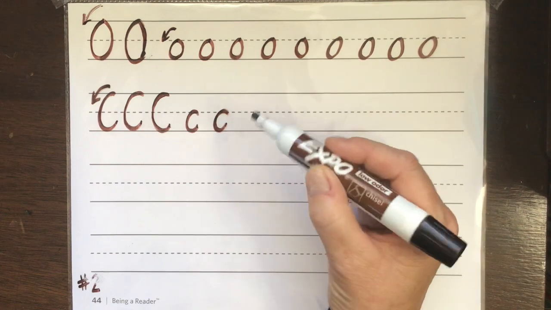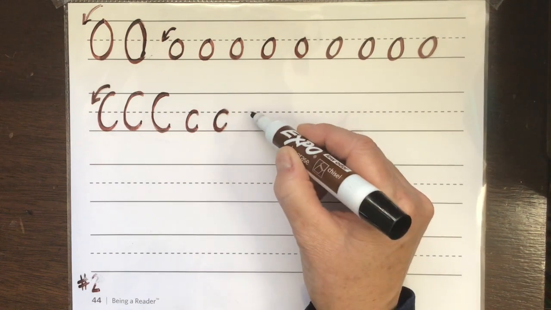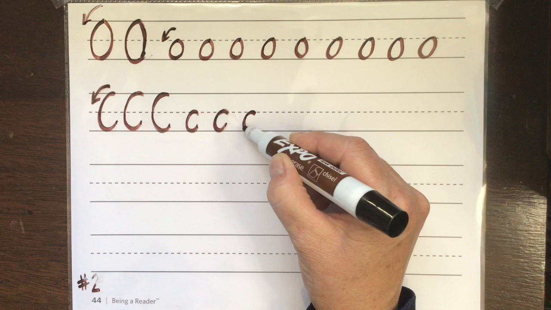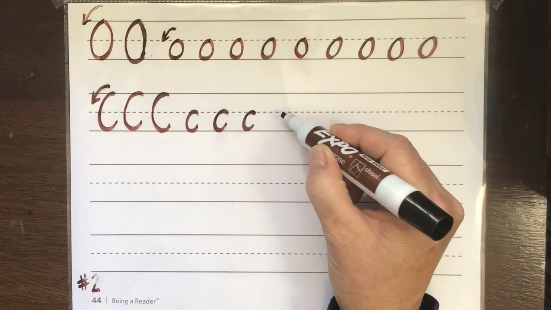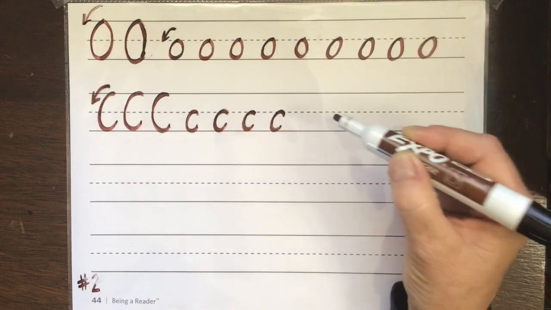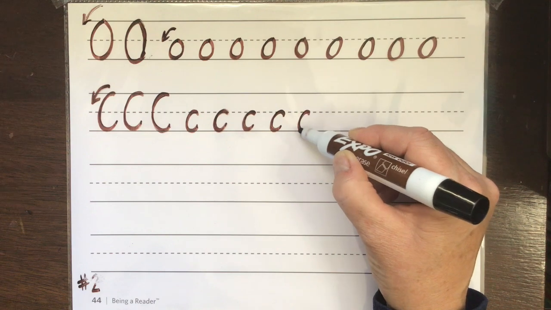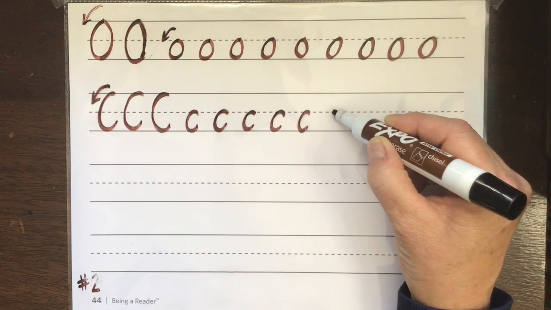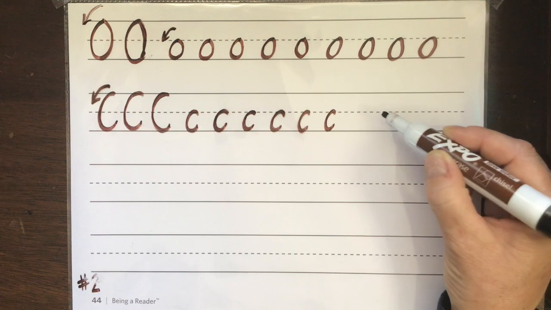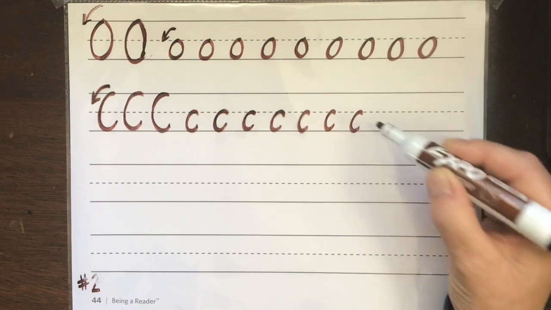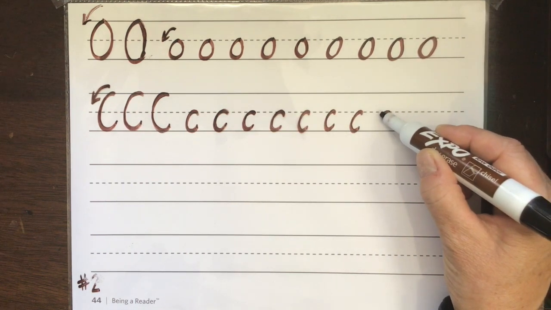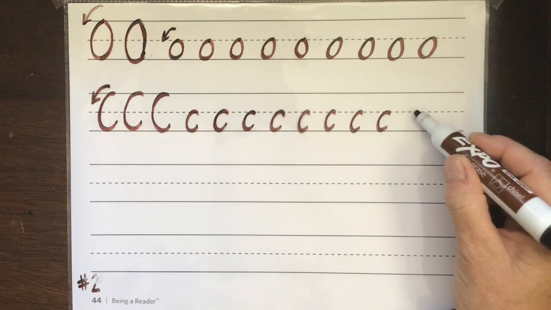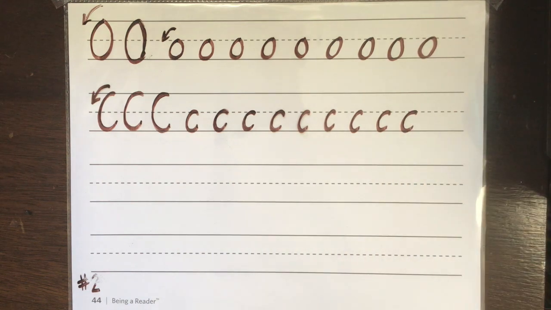Let's finish the row with lowercase c. We'll draw it and say the name of the letter. C. C. C. C. C. C. C. Okay.